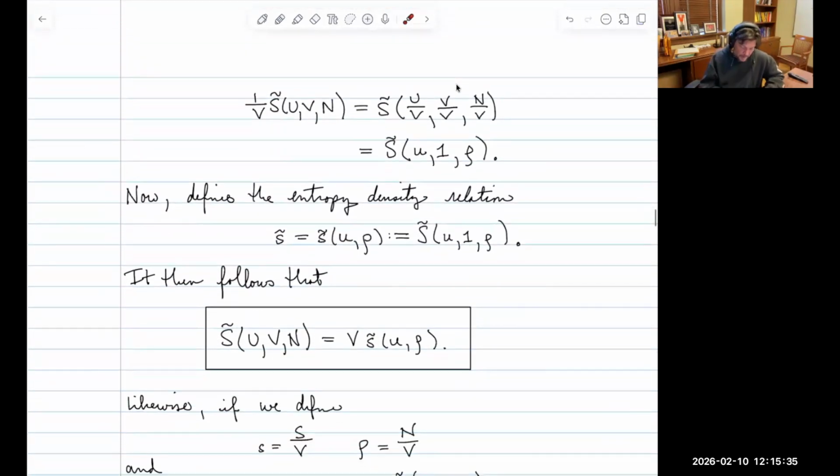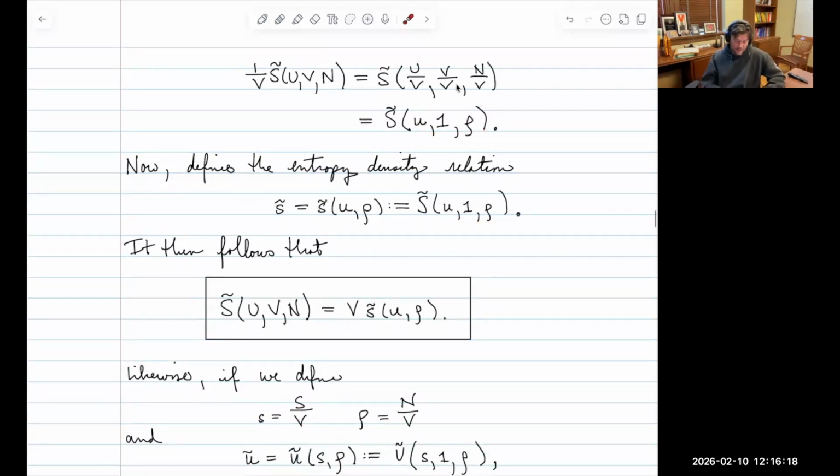So 1 over V times the entropy function, using homogeneity of degree 1, means that this function is actually going to be a function of only 2 variables, the energy density and the molar density. V over V is of course 1. Now we're going to introduce a new entropy value called the entropy density, the entropy per volume. It's a function only of lowercase u and lowercase rho, and it's defined as this quantity, because this is really only a function of 2 variables.